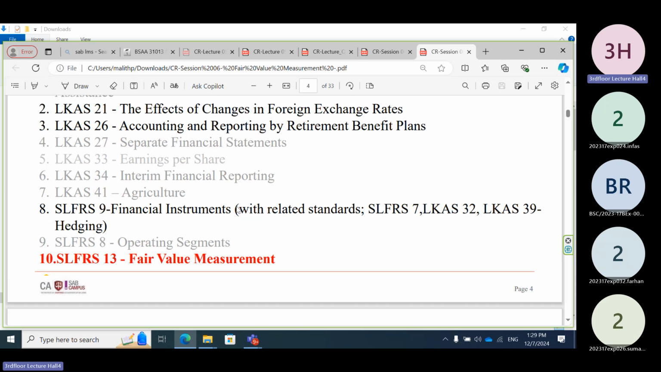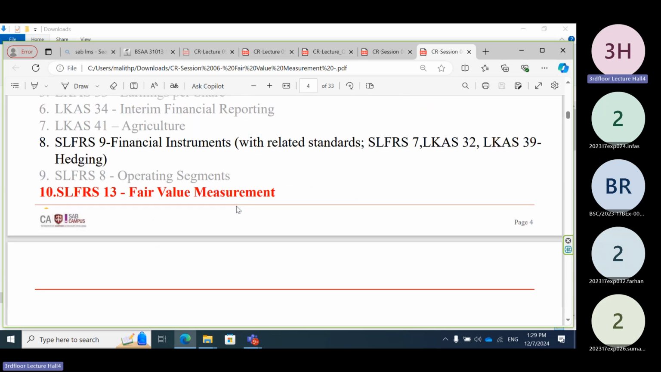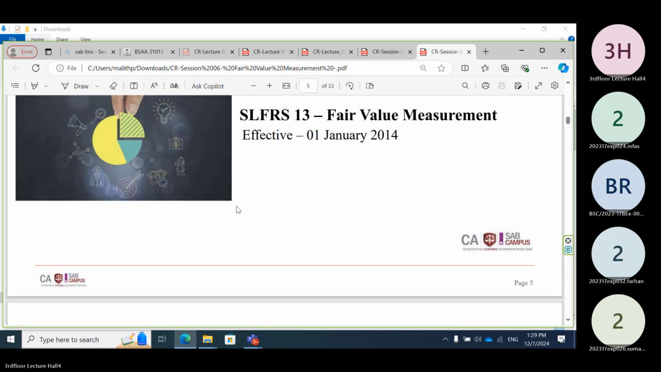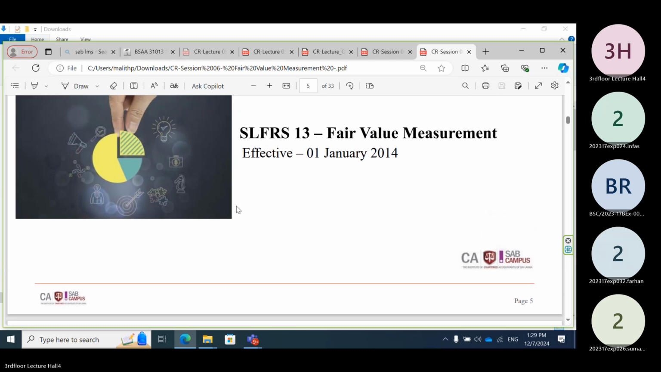SLFRS 13 is a very important standard, right? We are supposed to learn this standard because it is a very common standard for many other standards. Some standards require the use of fair valuation, with no option. Some standards give an option to use fair valuation or the cost model. So you need to follow this standard.